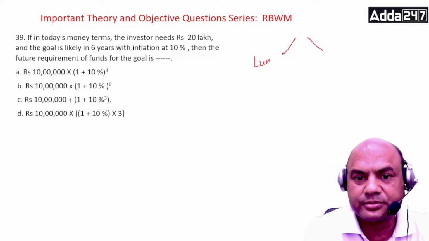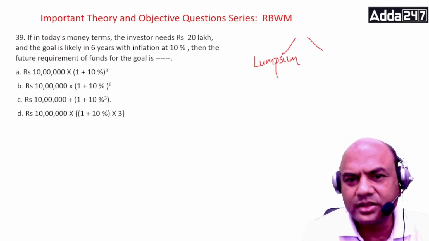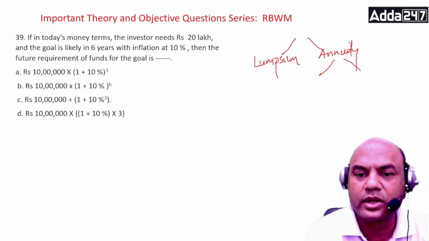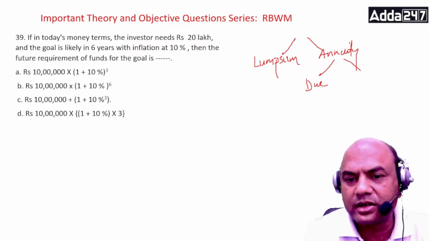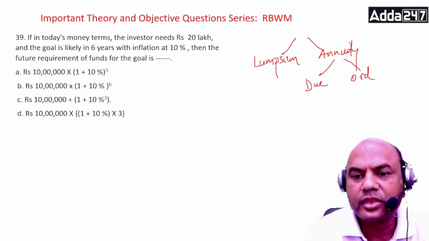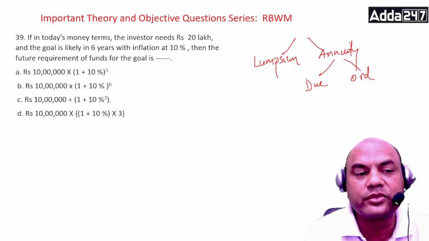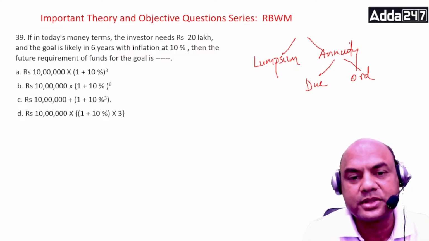One is lump sum, right? And the second one is annuity. Annuity again has two types. I won't be going into details for this. The two types are annuity due and ordinary annuity. So these are the two types of investments. Here 20 lakhs is invested one time only, so this becomes lump sum. The formula for this will be the lump sum formula.